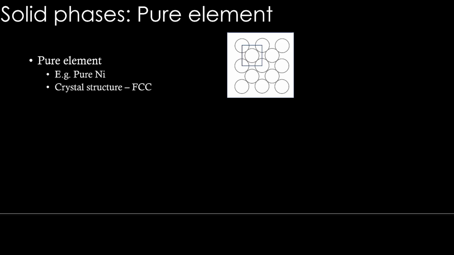The crystal structure is FCC. You can see this as a two-dimensional representation of an FCC unit cell, where you can see one particular unit cell here. The corners have atoms and the face center has an atom. This is a repetition of the same in a two-dimensional plane. So this is an FCC crystal structure, and the composition is 100% nickel. This is simple to understand.